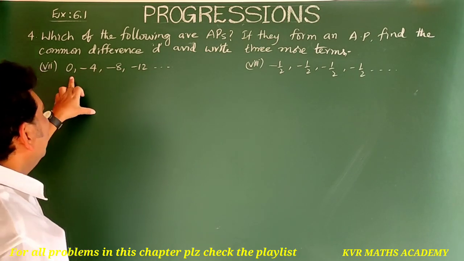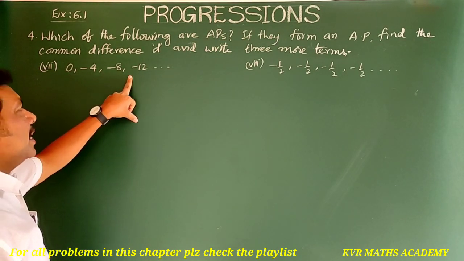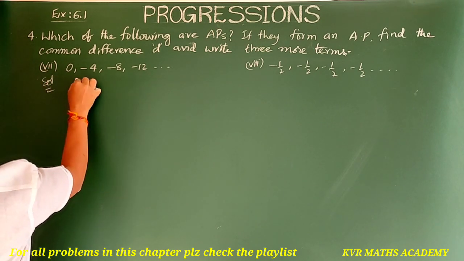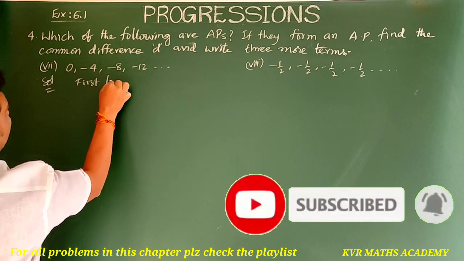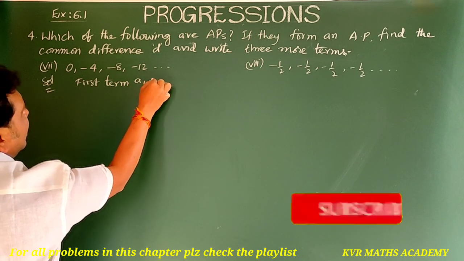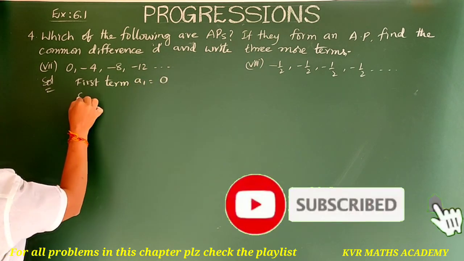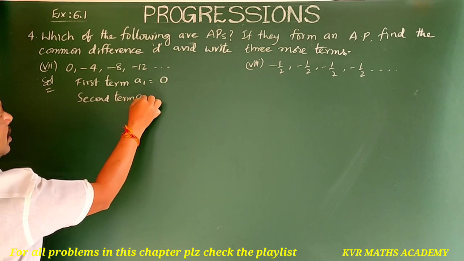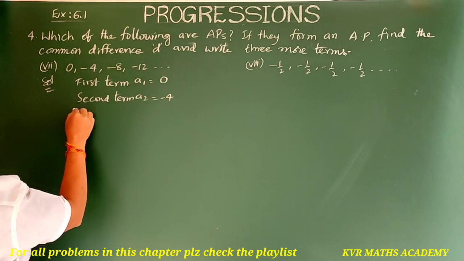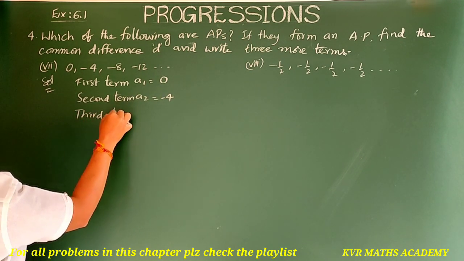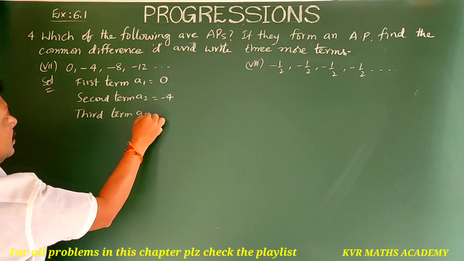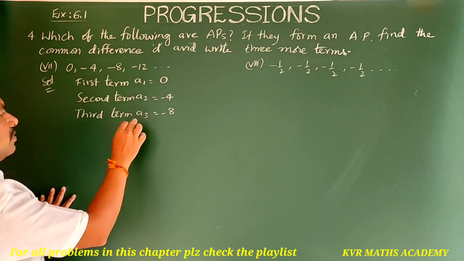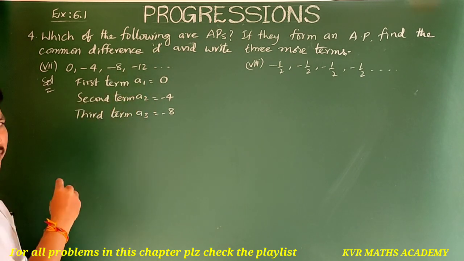Next, seventh one: 0, minus 4, minus 8, minus 12 and so on. Solution, write down. Here the first term a1 is equal to 0. Second term a2 is equal to minus 4. Next, third term a3 is equal to minus 8, as given. Let us find a3 minus a2 and a2 minus a1.